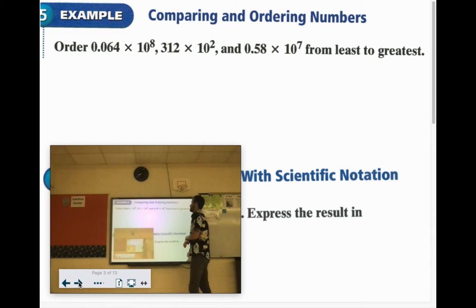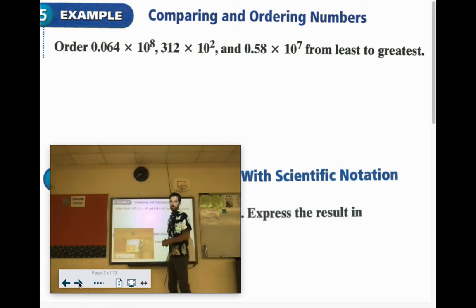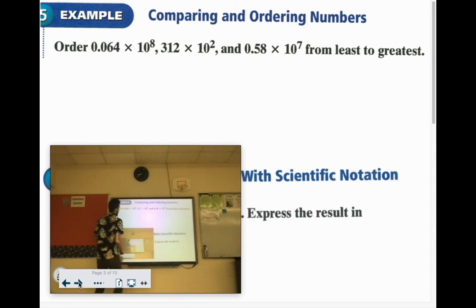Order these from least to greatest. Just write them in standard form, get them all into standard form, and then it'll be easier to organize them. So this isn't even in proper scientific notation. So we'd have to move it 8 places to the right. 1, 2, 3 becomes 64. That was 3 times, so we have 5 zeros behind it. 1, 2, 3, 4, 5.